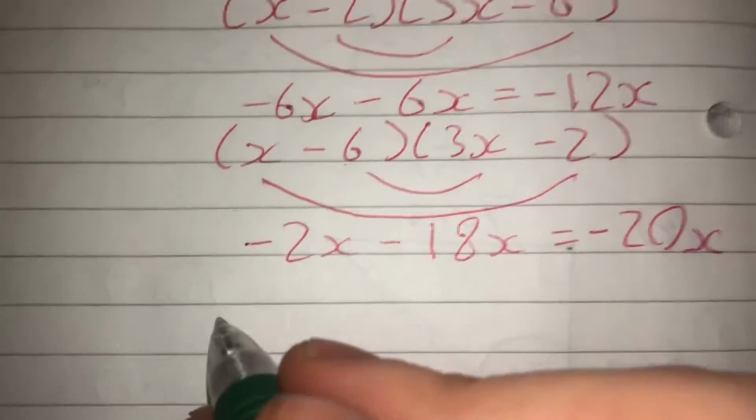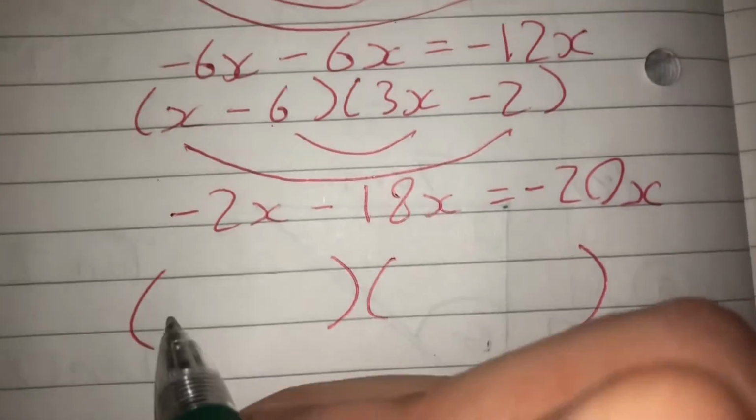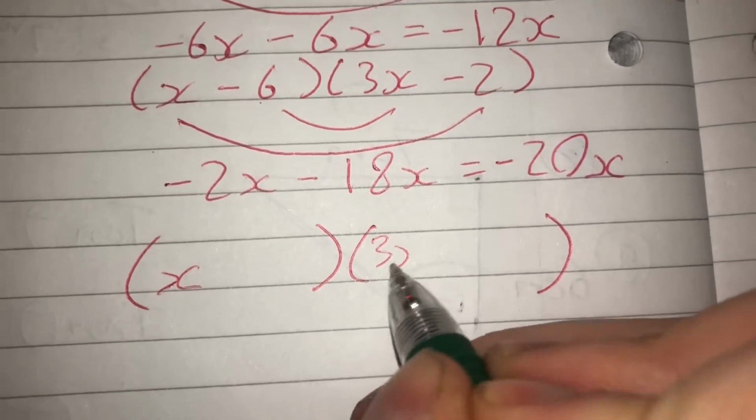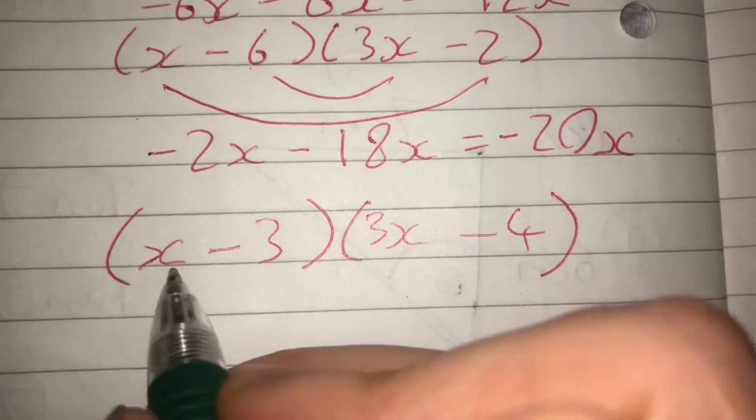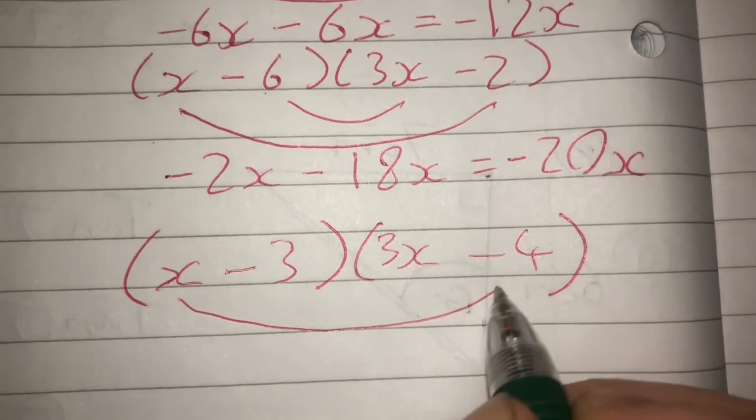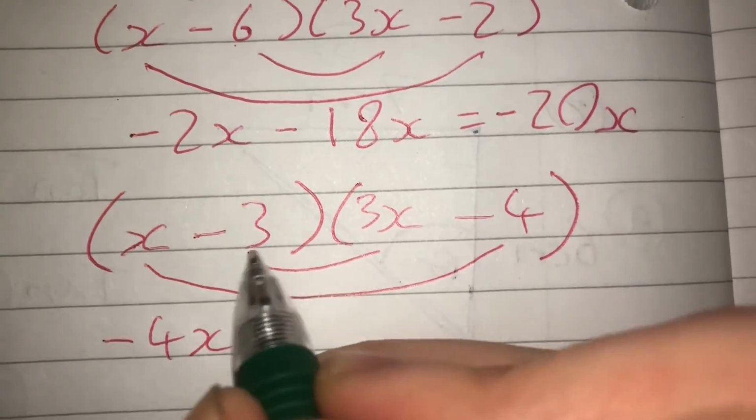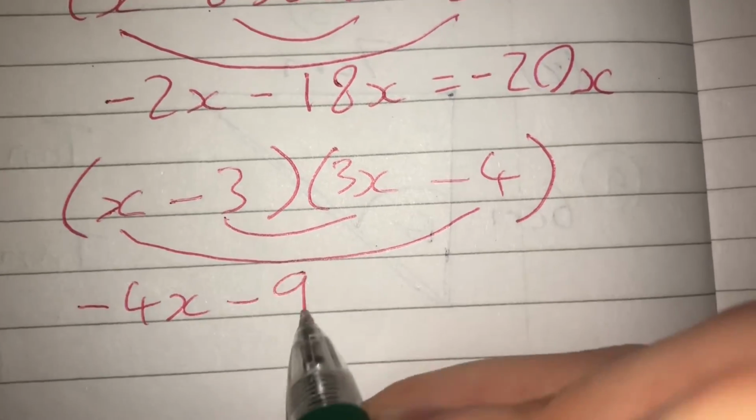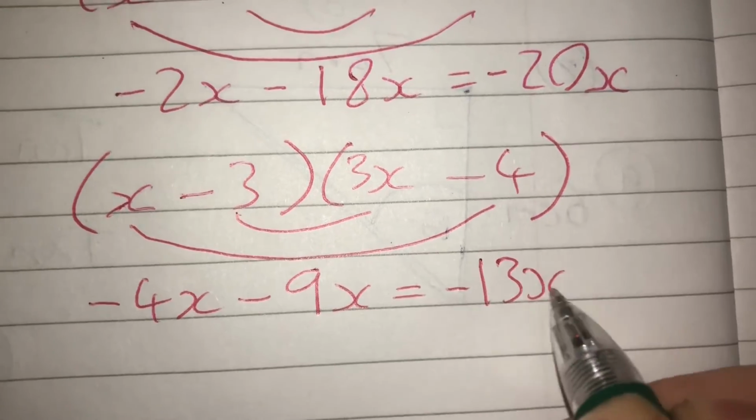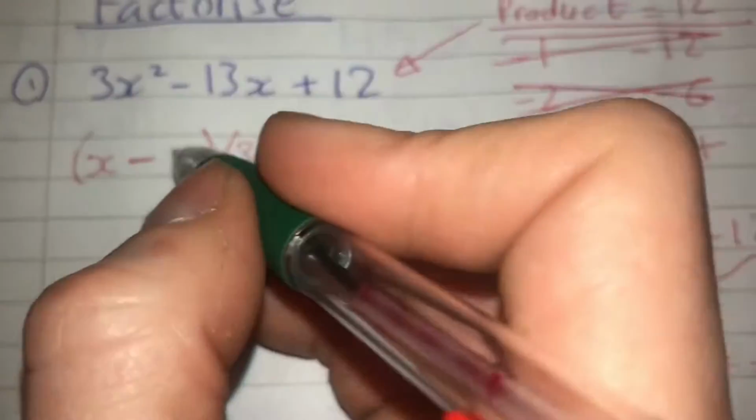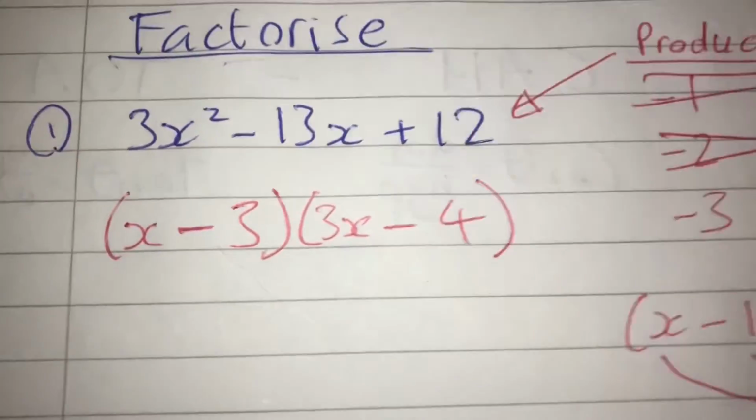And we have to check both sets of brackets. Okay, so x, 3x, and we'll go for minus 3 and minus 4 first. Let's try outer and inner. So x times minus 4 is minus 4x. Minus 3 times 3 is minus 9x. Minus 4 take away 9 is in fact minus 13x. So this is my answer. So I've got x minus 3 and 3x minus 4 in that order in those brackets.